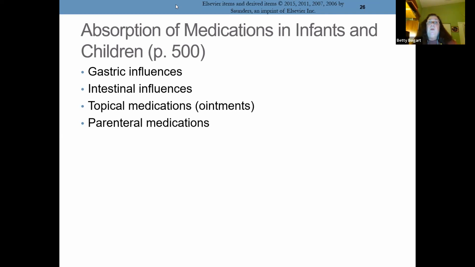Parenteral, or anything with a needle, I call it prick. You prick somebody with a needle. So it's anything with a needle, IM, IV, sub-Q, they get absorbed quicker than it would be by mouth.